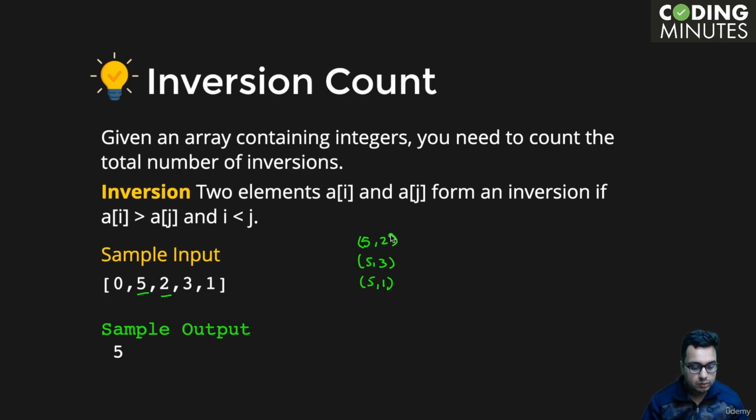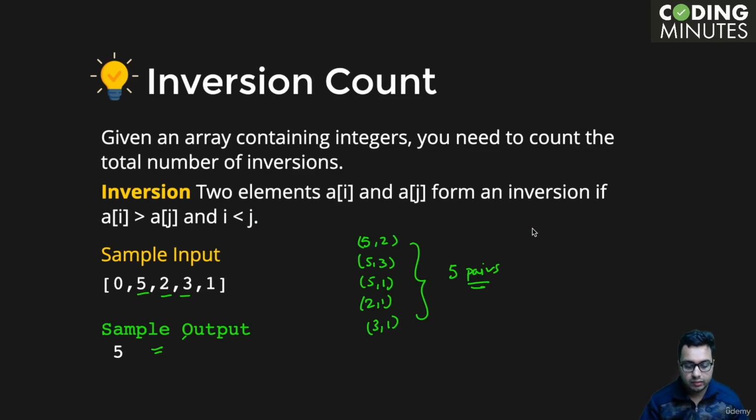How many inversions will 2 form? 2 will not form an inversion with 3, but it will form an inversion with 1. So 2 comma 1 is an inversion, and 3 will also form an inversion, 3 comma 1. So you can see we have 5 such pairs and we have the sample output as 5. So this is the meaning of the question. We are given an array, and we need to find out how many inversions we have.